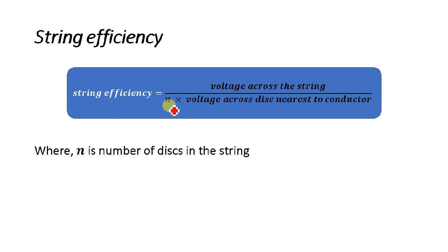Okay, where N is nothing but the number of disks in the string. So let us take one example. Let's say my string efficiency is equal to the voltage across the string. In previous slides we have discussed that the voltage across the entire string is, let's say, V. And let's say I am having 3 disks, and the voltage across the disk nearest to the conductor.